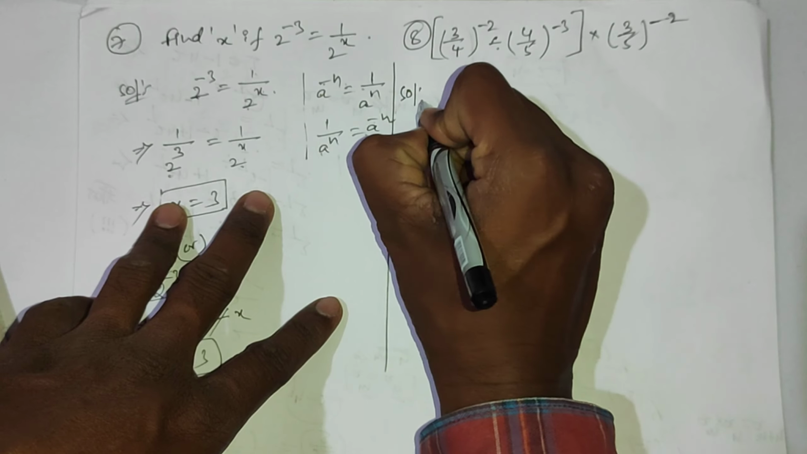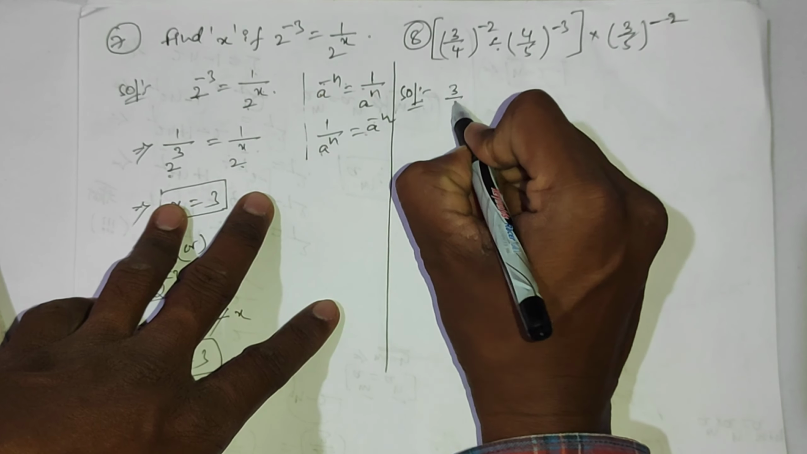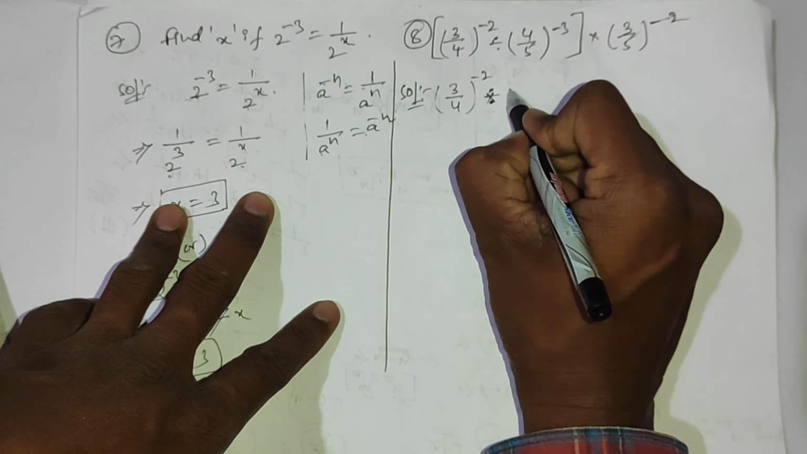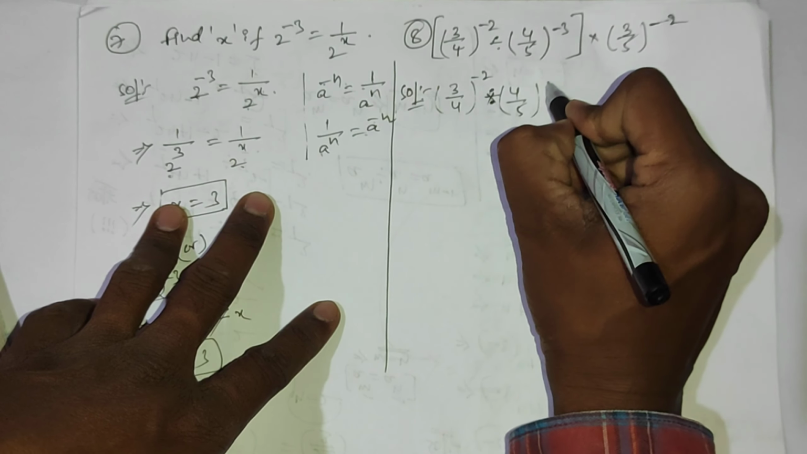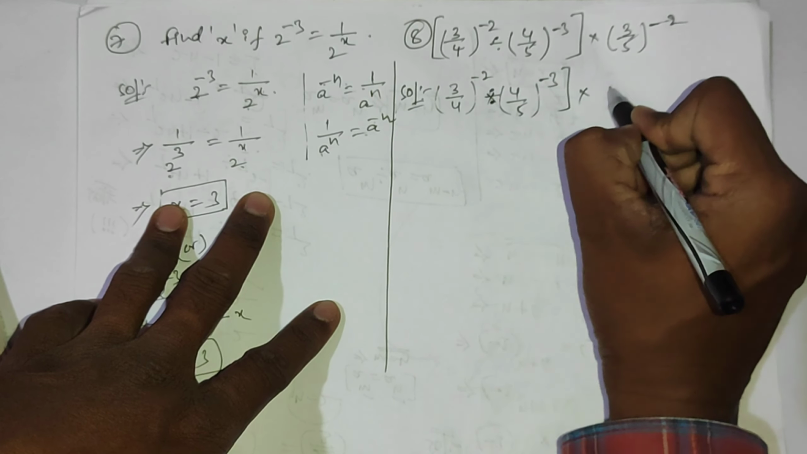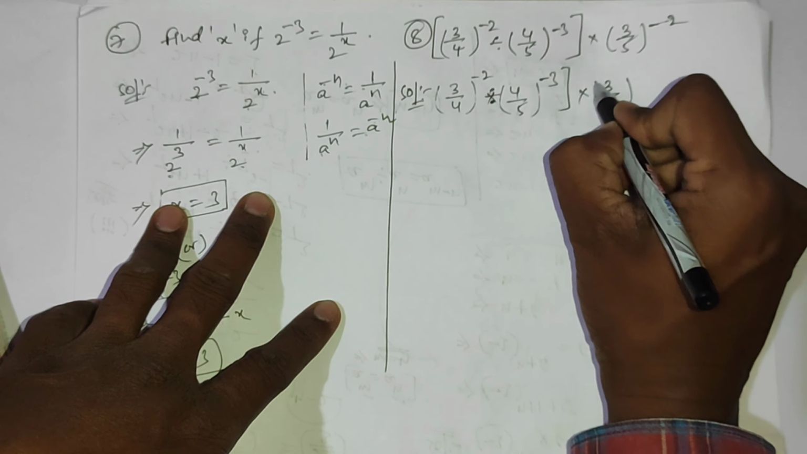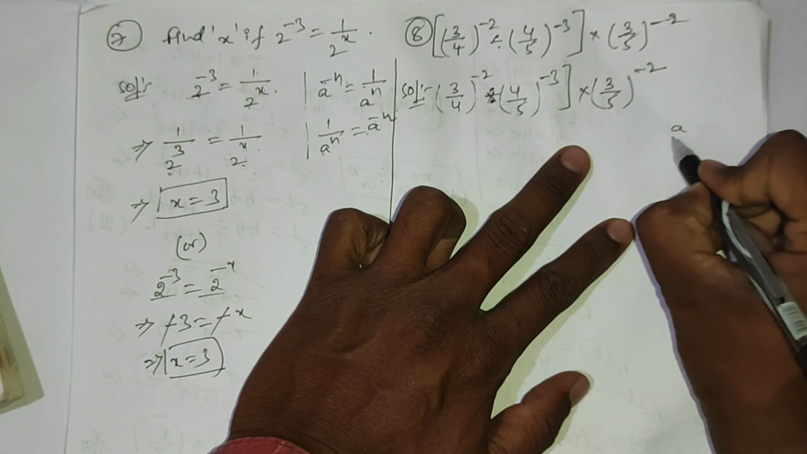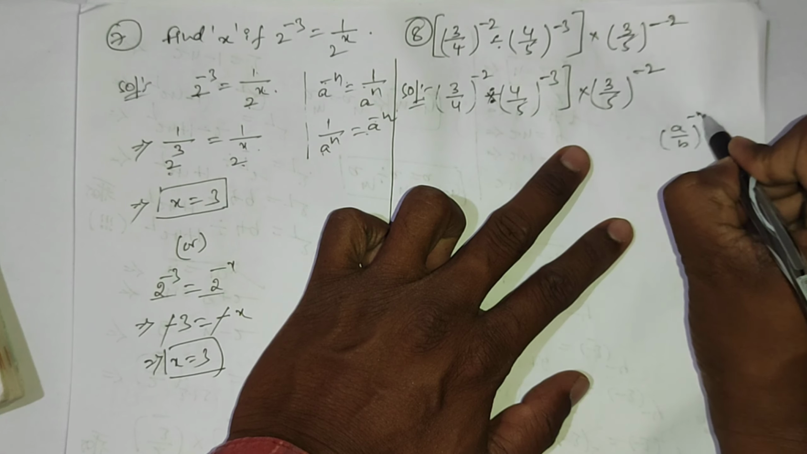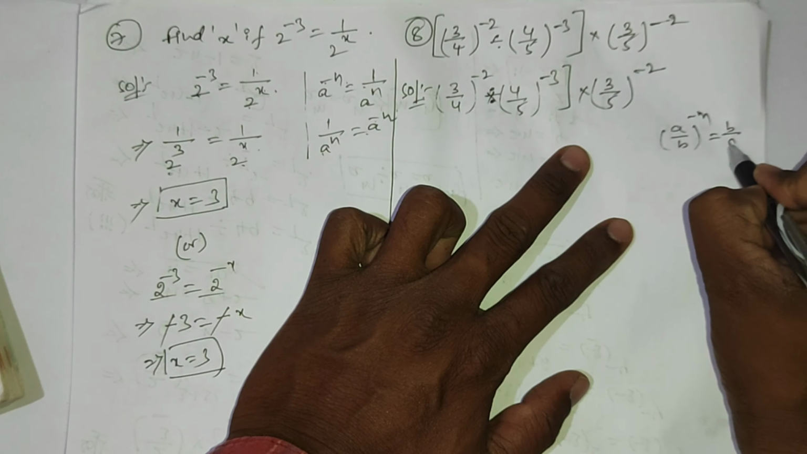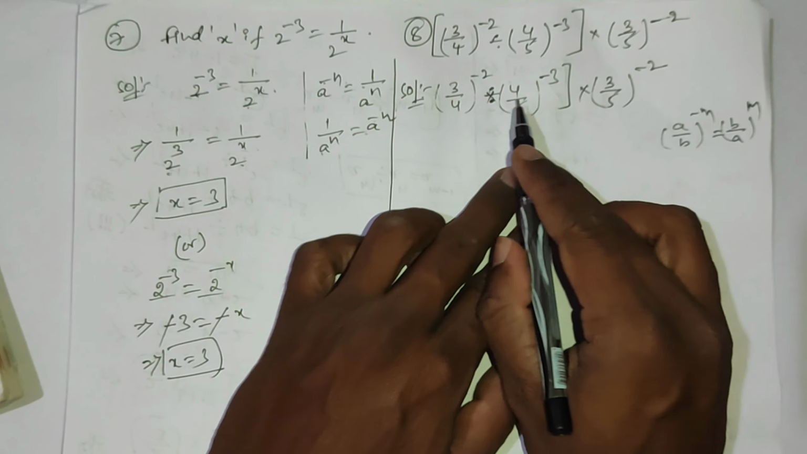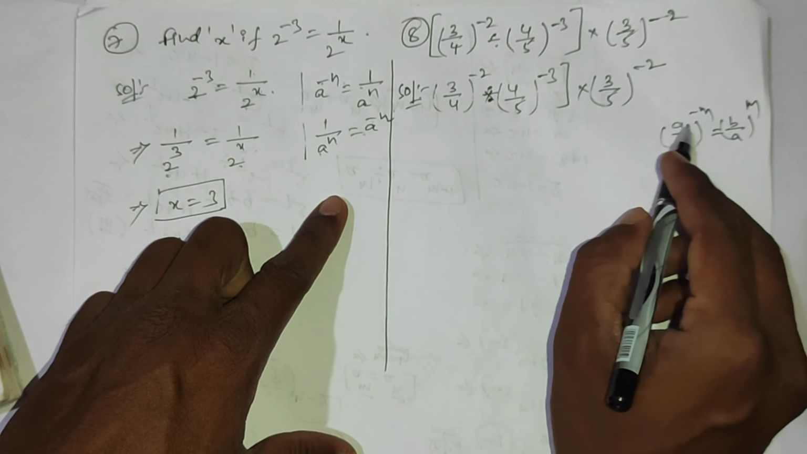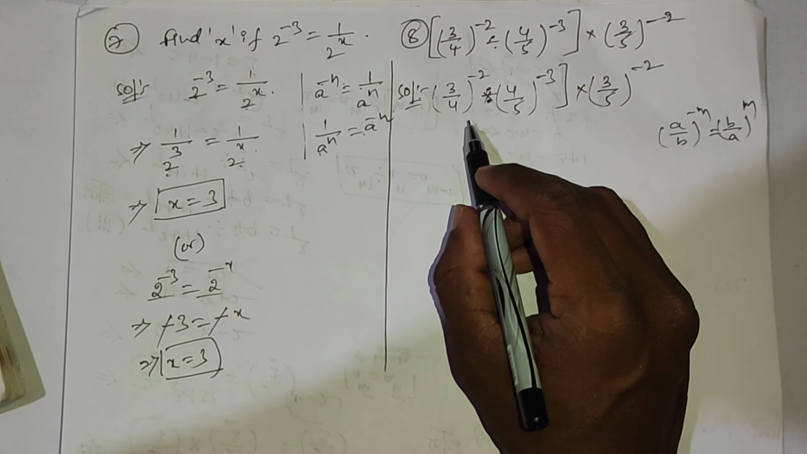Solution: first we'll write what is given. (3/4)^-2 divided by (4/5)^-3 into (3/5)^-2. We know the formula. What is the formula? (a/b)^-m is equal to (b/a)^m. If you want to change the power from negative, we have to take the reciprocal of the given fraction. Then you will get the positive term.